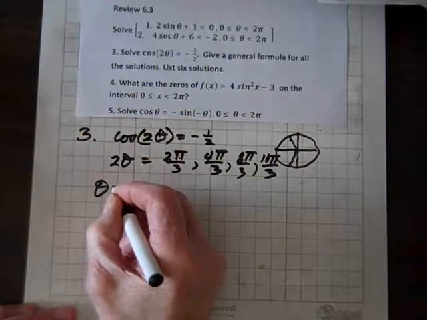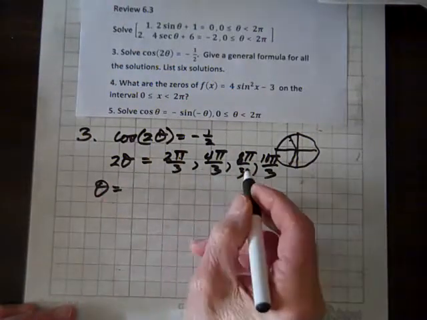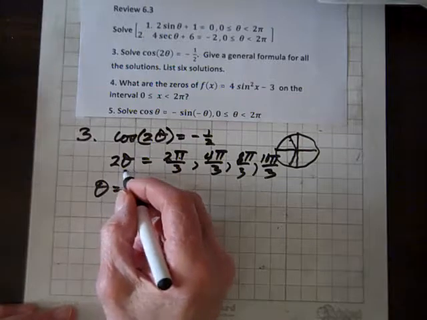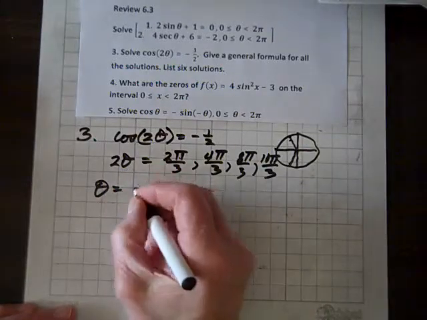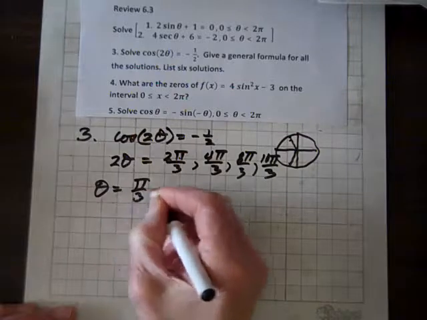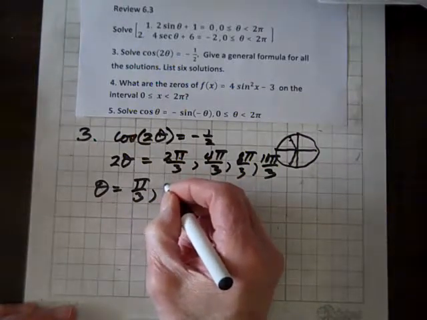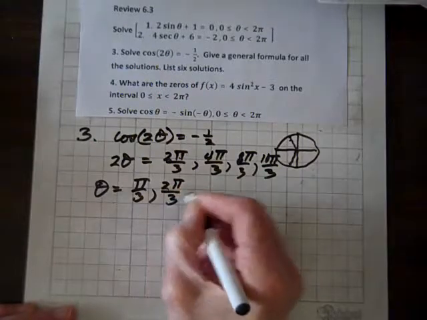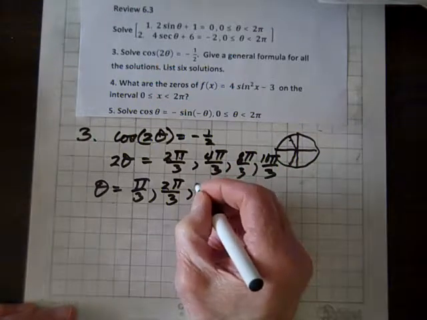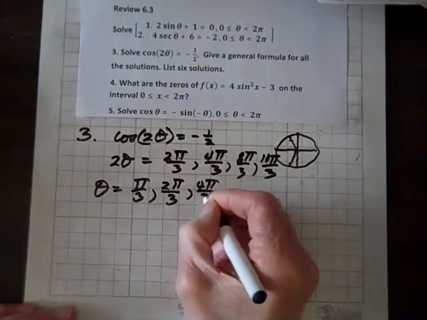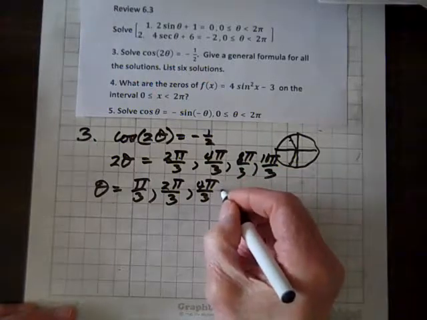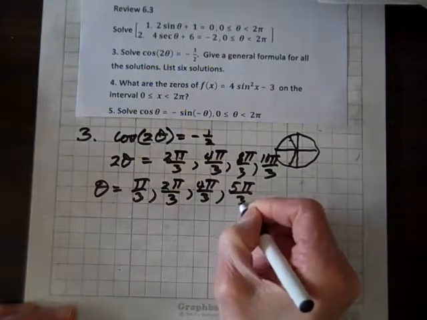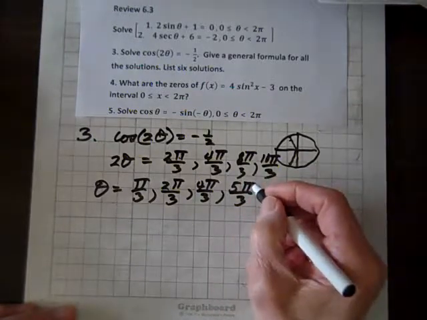So we'll multiply every term by 1/2. We'll multiply both sides by the reciprocal of 2, which is 1/2, and we get theta. And here we get pi over 3. And then we get 2 pi over 3. 4 divided by 2 is 2. And 4 pi over 3. 8 divided by 2 is 4. And 5 pi over 3. 10 divided by 2 is 5.